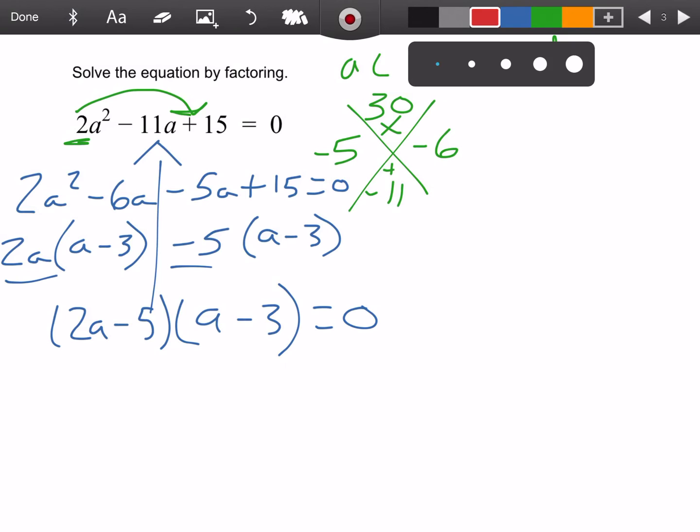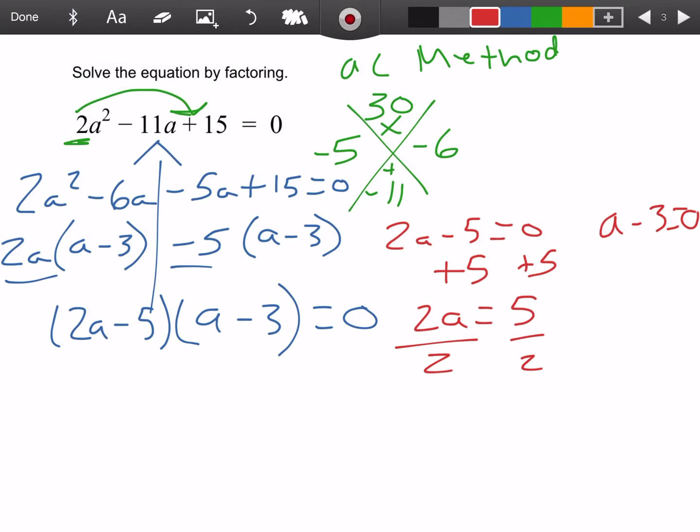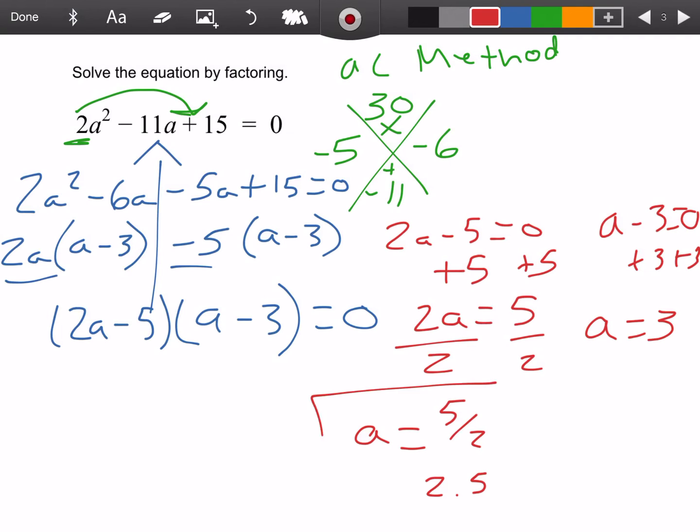So now that we're at this point, everything's the same as we've had before. We just set both of these equal to 0. So we have 2a minus 5 equals 0, and we have a minus 3 equals 0. So over here we have plus 5 and plus 5, so we have 2a equals 5, divided by 2, divided by 2. A equals, I would just leave it as 5 halves, or you could say 2.5. And then with the other equation, we just add 3 on both sides. We have a equals 3. So those are our two solutions for that quadratic equation.